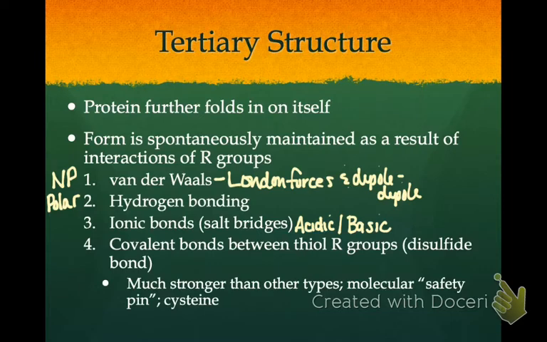And the last type would be covalent bonding. Covalent bonds are between thiol groups. Thiol, if you remember, when we talked about thiols, that means we're talking about sulfur. So we call these disulfide bonds, and they join together almost like a safety pin. They're pretty strong as far as the types of interactions that occur between R groups, but they're only occurring between two sulfur groups. And I will again be showing you the disulfide bridges as well in a later slide.